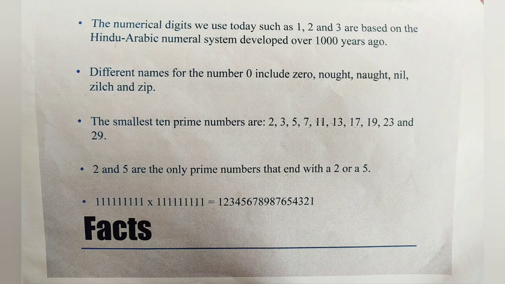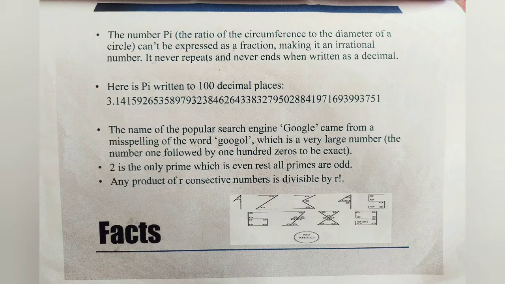Now talking about the interesting facts of numbers. The smallest 10 prime numbers are 2, 3, 5, 7 up to 29. 2 and 5 are the only primes that end with 2 or 5. The different names for the number 0 include zero, naught, nil, zilch, zip. And in the last, if we multiply 1 in this way, we will get the answer 1 to 9, and then from backward it is also 1 to 9.